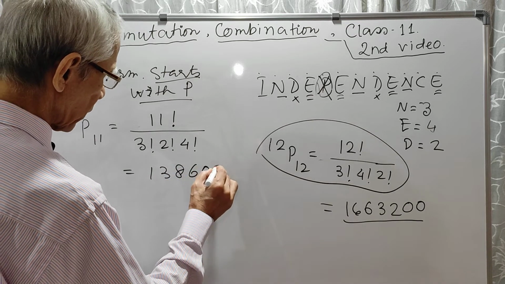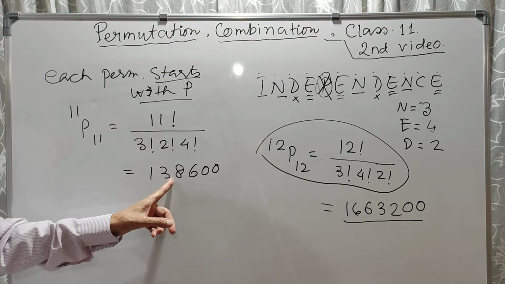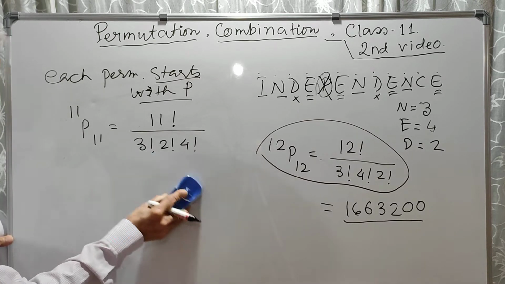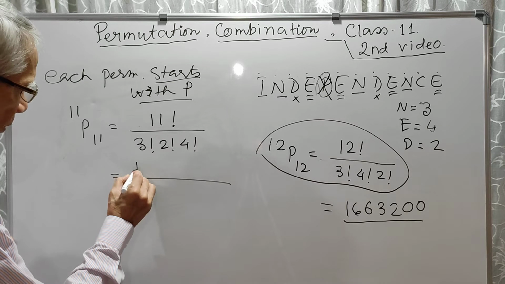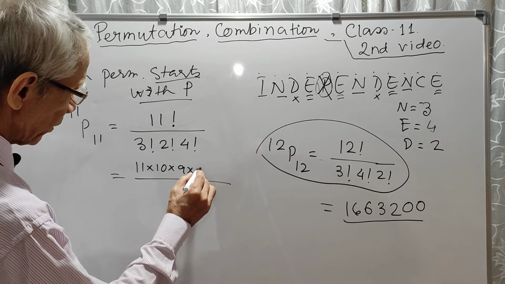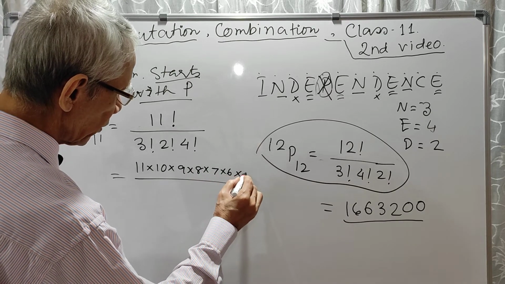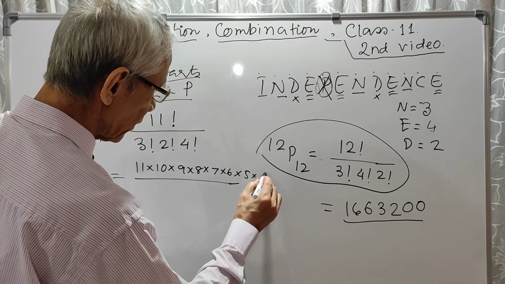138,600. So calculate and see later. So you'll find that 138,600. So how to calculate? Okay, let me show. Now 11 factorial will be what? 11 into 10 into 9 into 8 into 7 into 6 into 5 into factorial 4, isn't it?